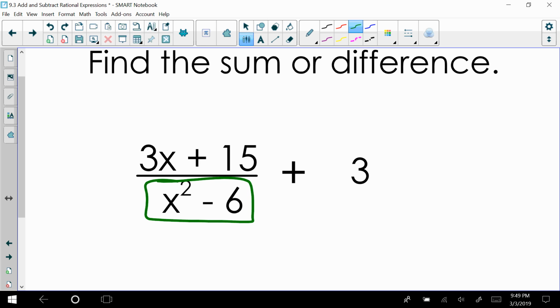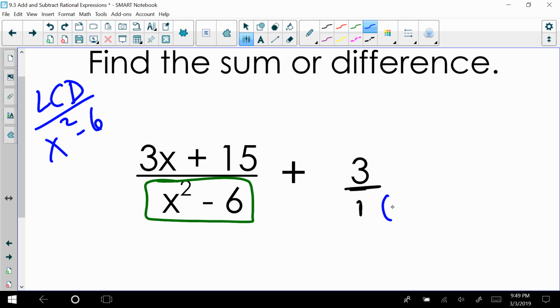First thing I want to do is factor this. Oh, but I don't think it factors. I don't know any 6 is in a perfect square, which means I'm stuck with that thing. Okay, no biggie. Then we need to look at the bottom of the other one. Oh, the other one's just 1. That's nice. So the least common divisor, I would just need an x squared minus 6. That means I just have to multiply this one by x squared minus 6. What I do to the bottom, I do to the top.